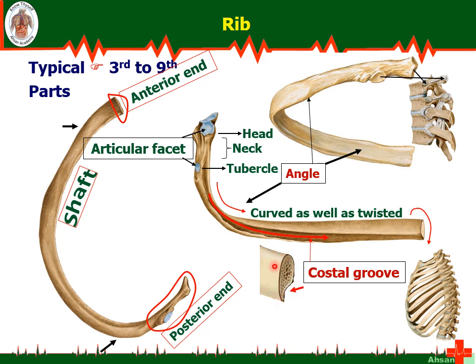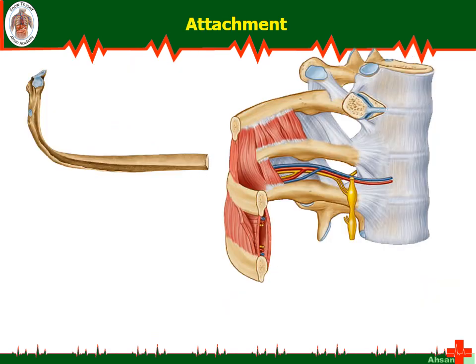The outer surface is convex and the inner surface is convex in the upper part, but it has a concavity in the lower part. This is known as costal groove. If we see the areas, it gives attachment to the three important intercostal muscles. This is external intercostal, this is internal intercostal, and this is innermost intercostal. So this groove provides an area for the attachment of the upper margin of these muscles.